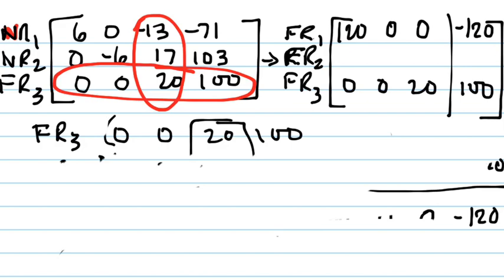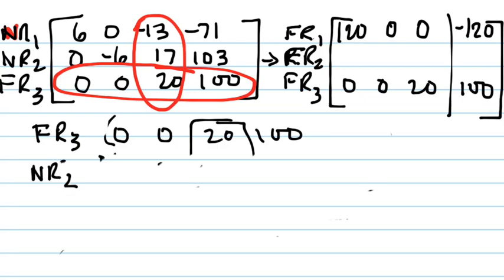But I'll erase all the arithmetic from everywhere else. There we go. So new row 2, which is 0, -6, 17, 103. Here are the numbers we're trying to eliminate. Now, right off the bat, you see that they're both positive. So we're going to have to use one of them negative to get the right signs.